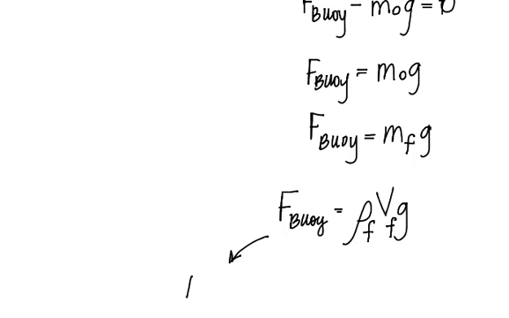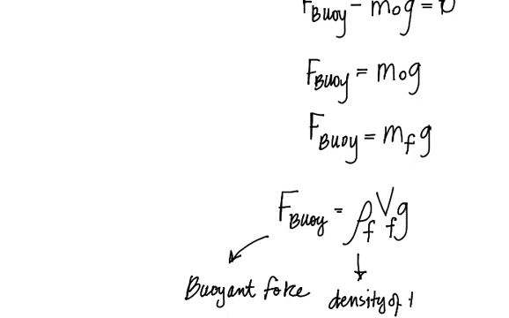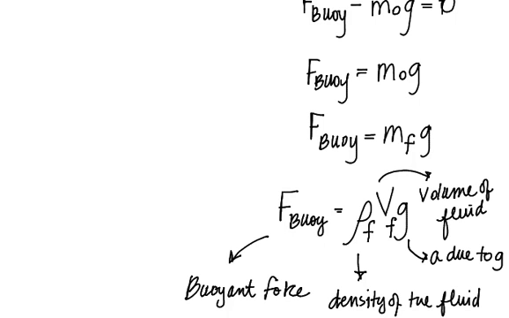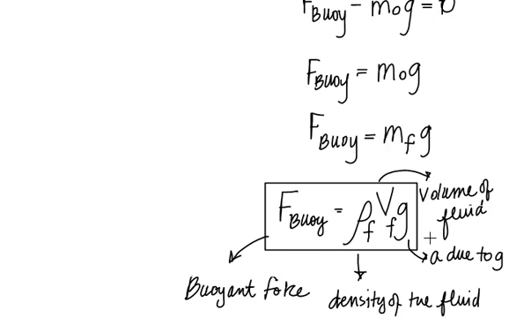So this is the buoyant force. This is the density of the fluid displaced. The volume of the fluid displaced. And then our little g is the acceleration due to gravity, just like always. So the buoyant force is the weight of the fluid displaced, or rho fluid volume fluid times g.